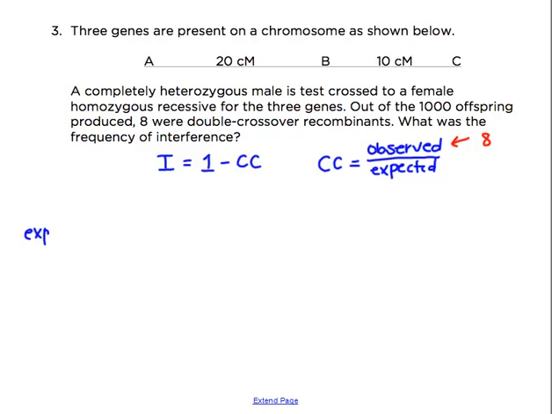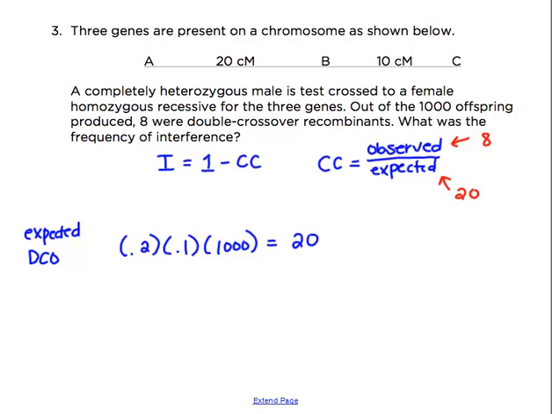For expected number of double crossovers, first you need to find the percent frequency for double crossovers, and you do that by using the probability product rule, where the probability of a crossover happening between A and B is 0.2, and then a probability of having a crossover happen between B and C is 0.1. And to get the expected number, you would times that by 1,000 offspring. When you do that, you find that the expected number is 20. So now we know expected is 20.